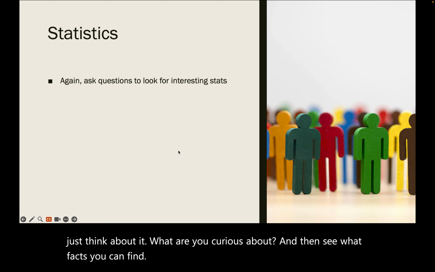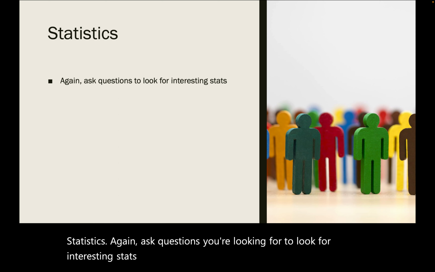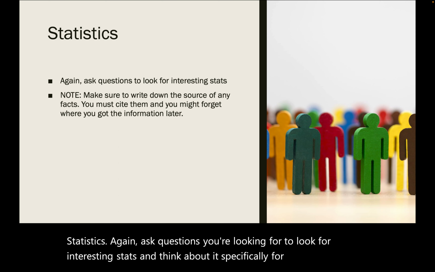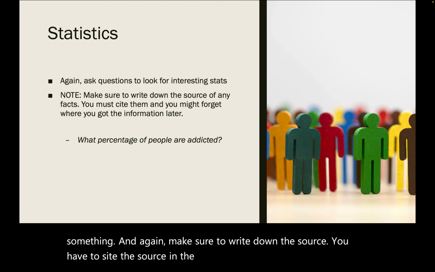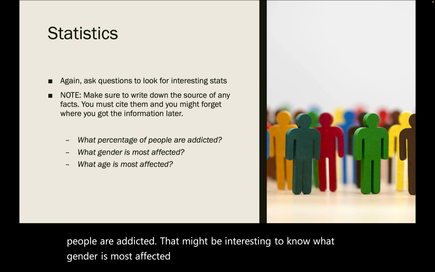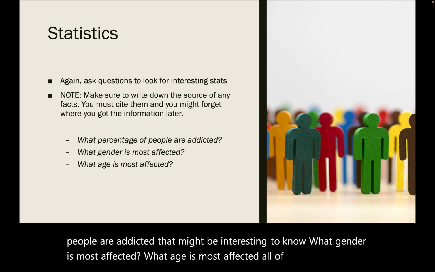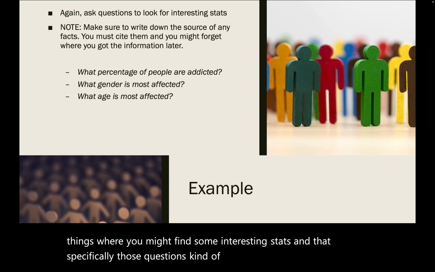Statistics. Again, ask questions to look for interesting stats, and think about it specifically for statistics. And again, make sure to write down the source. You have to cite the source in the essay. Maybe say what percentage of people are addicted. That might be interesting to know. What gender is most affected? What age is most affected? All of those things are things where you might find some interesting stats, and specifically, those questions kind of gear it towards statistics.